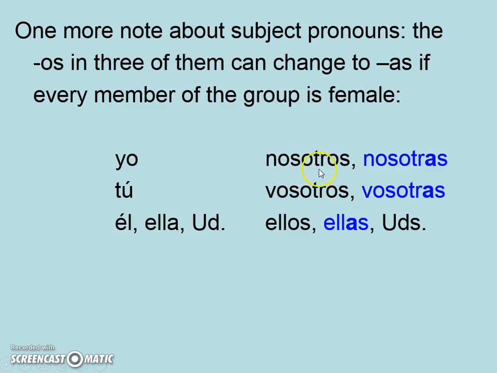We are going to use the masculine form of the subject pronoun because if there's one guy and a million women, remember, it always favors the masculine term. Okay? And the same is true with vosotras, if you're saying y'all to a group of ladies, and then ellas, if you're referring to them or they as a group of ladies.